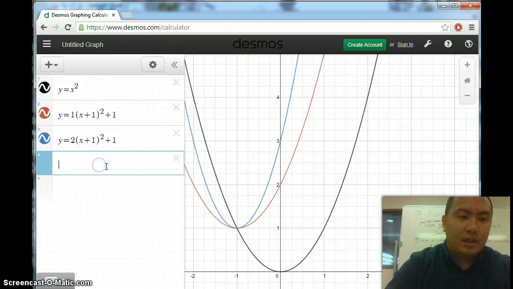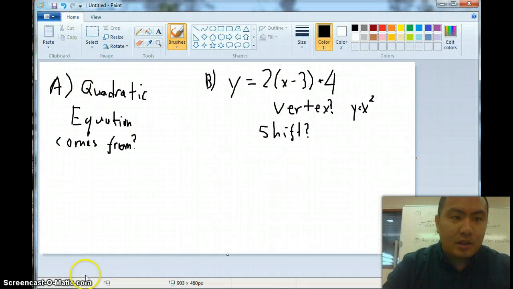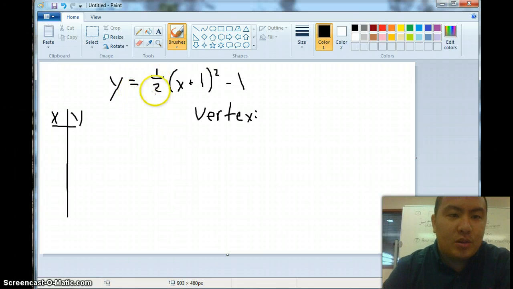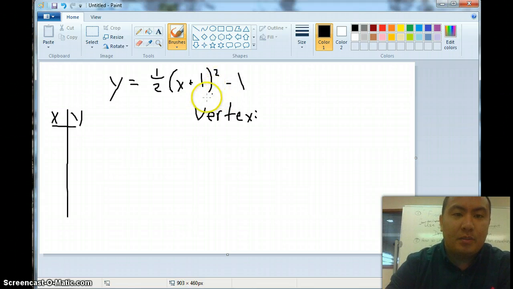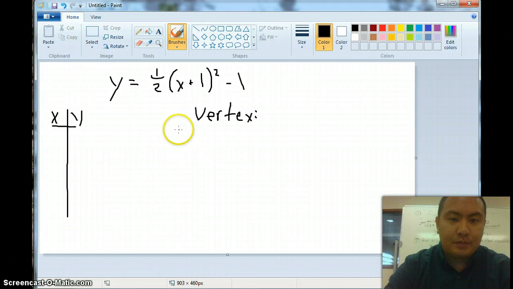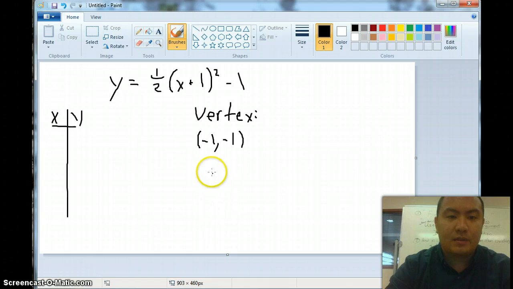Alright, so let's look at a table of values, and I'll put it in Paint. Let me just clear all of this. Alright, so here's an example. I have y is equal to 1/2 (x plus 1) squared minus 1. So I want you to come up with the vertex. Okay, so this vertex would be 1 to the left and then 1 down. So that would put me at negative 1, negative 1. So that's my vertex.